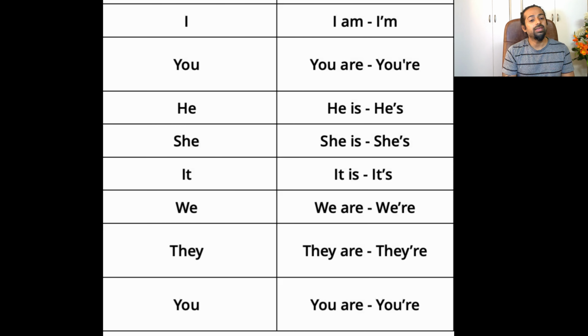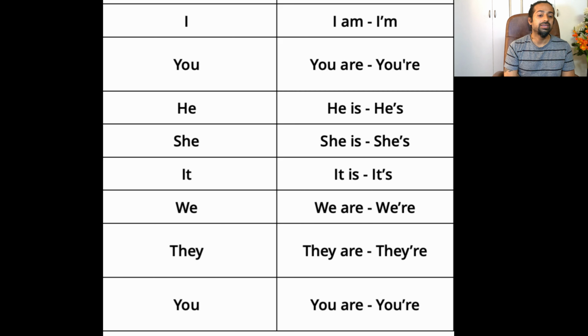Let me give you an example. You can see this? I, you, he, she, it, we, they, you. We have already discussed this, right? So how to form sentences? In the present form, I am. In a simple way, I'm just explaining to you.